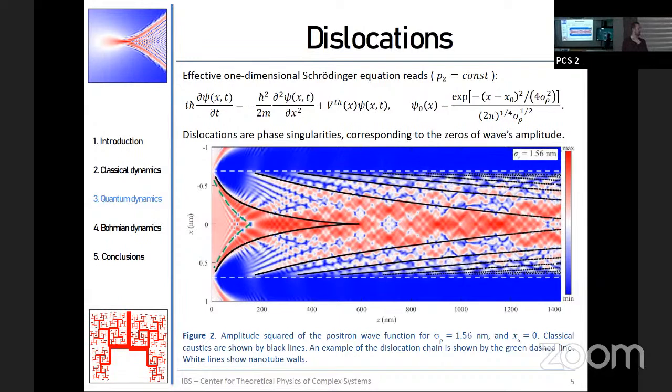Oh, I have one more question. If you treat the positron as a non-relativistic particle, because it has energy... Yes, this equation, excellent question. No, I didn't explain it properly. What this equation gives you is motion in the transverse plane. You see, in the longitudinal direction, you move with constant momentum, but this momentum is actually relativistic.